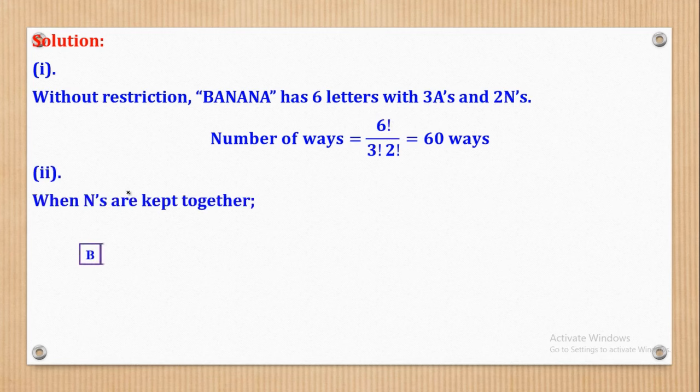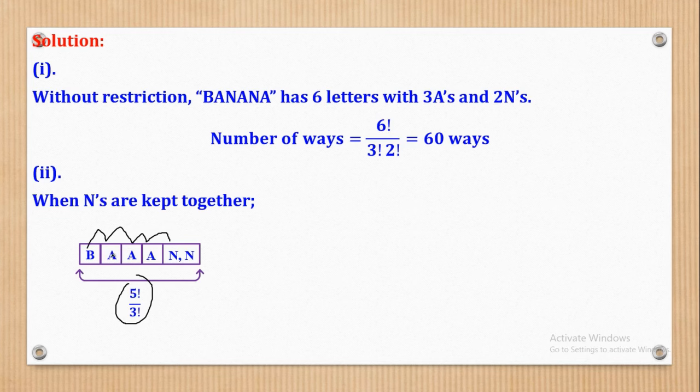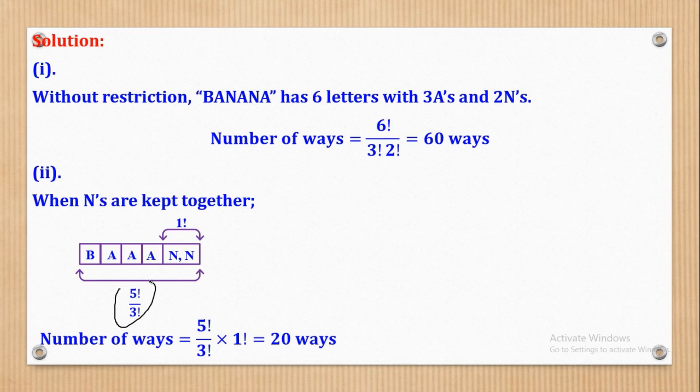So when they are kept together, we shall need an illustration. So the N's are kept together, meaning that they are not fixed, so they can shift to other positions. Therefore, these are taken as 1 to come up with 5 factorial over 3 factorial, because 1, 2, 3, 4, 5, that is the 5 numerator. Then the identical ones, 1, 2, 3, which is this. Now, these ones, we don't count them as identical because you have taken them as 1. And these ones, because they are identical, the number of arrangements is only 1 factorial. Therefore, the total number of arrangements will be 5 factorial over 3 factorial multiplied by 1 to come up with 20 ways.